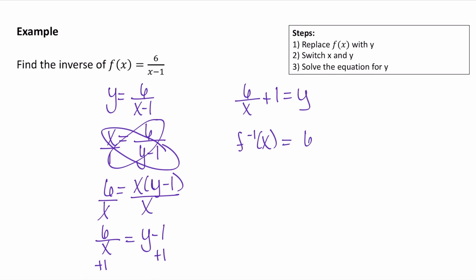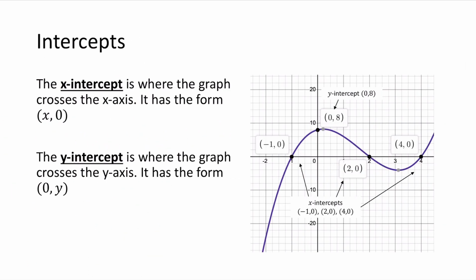So notice that when you have a rational function, the inverse of a rational function is another rational function, right? So we don't find the inverse and then find a whole new type of function. The inverse of a rational function is just another rational function. So we can also talk about the intercepts of a function. Remember, the x-intercept will be anywhere the graph crosses the x-axis, so intercepts will have the form (x, 0). The y-intercept is where the graph crosses the y-axis, so they'll have the form (0, y).